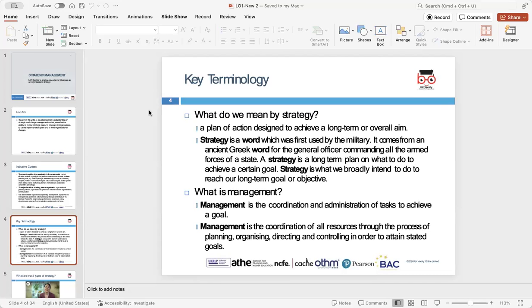Management refers to the coordination and administration of tasks and resources to achieve specific goals. It involves organizing, planning, direction, and controlling various elements within the organization. Effective management ensures that resources are utilized efficiently to meet the organization's stated objectives. It encompasses overseeing operations, making decisions, and guiding employees to ensure that the organization's goals are accomplished.